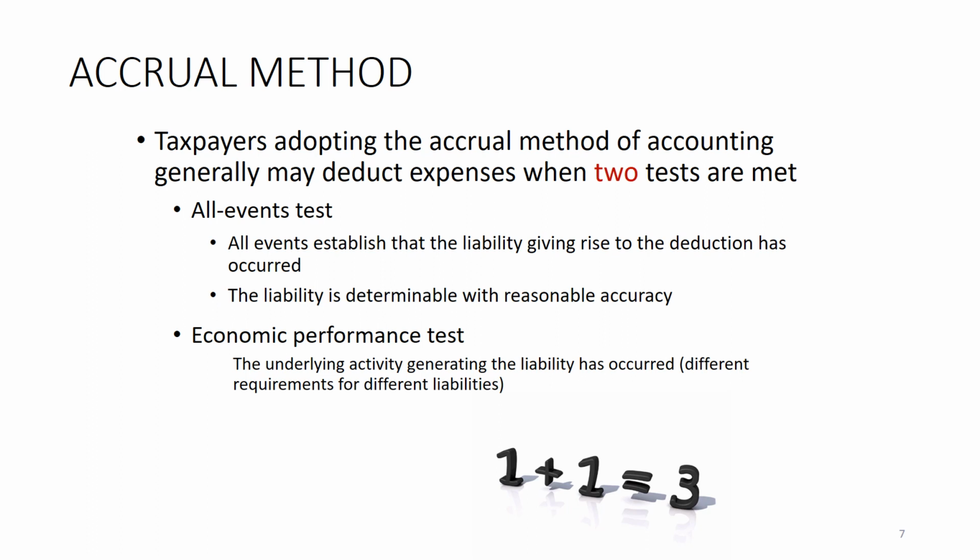And in terms of the accrual method, which again is more taxpayers are using the accrual method than cash, there are two tests that have to be satisfied to get a deduction under the accrual method. So let's spend a little bit of time on this. The all events test we saw before with respect to income recognition. And so it's the same test, just now it's applied to expenses. So we're looking at the liability has to be fixed and it has to be determinable.